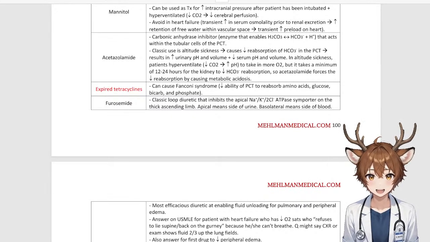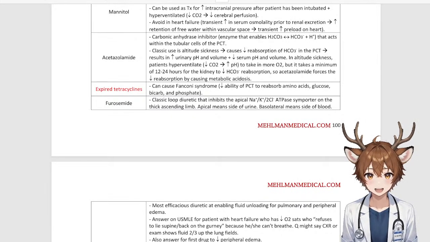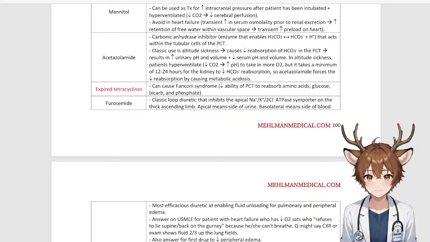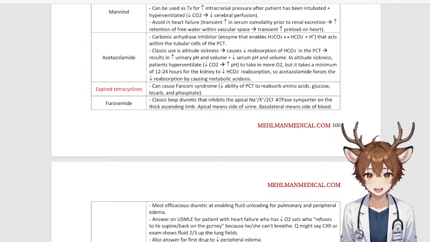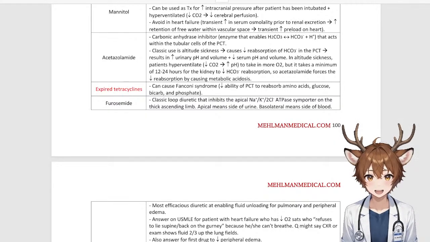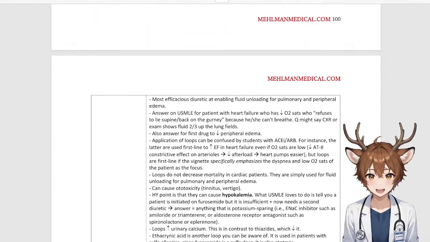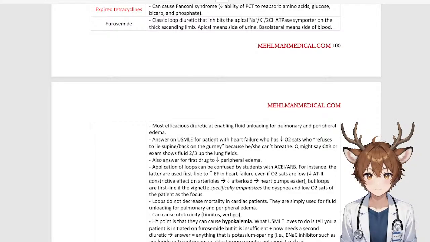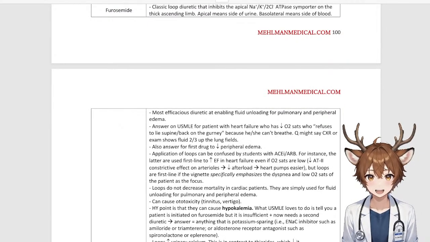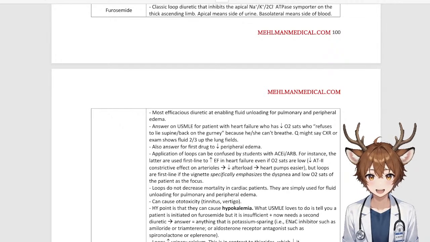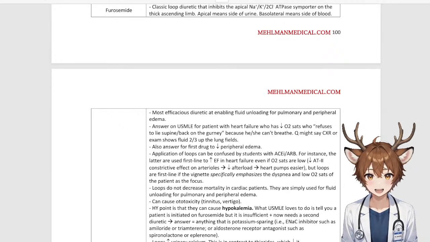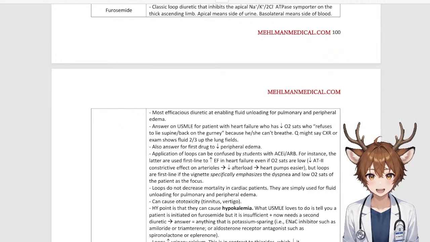Expired tetracyclines can cause Fanconi syndrome, a decrease in the ability of the PCT to reabsorb amino acids, glucose, bicarb, and phosphate. Furosemide. Let's talk about furosemide. Okay, this is a little bit more complex. Furosemide, classic loop diuretic that inhibits the apical sodium-potassium-2-chloride symporter on the thick ascending limb. Apical means side of urine. Basolateral means side of blood.